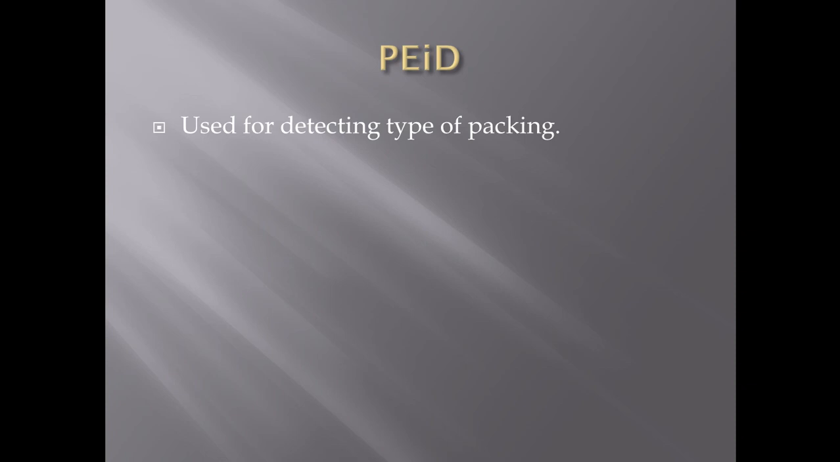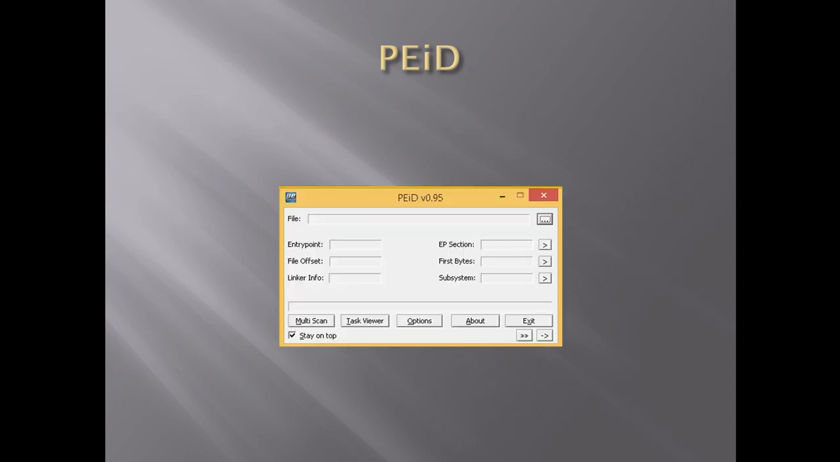So that's why you need to predict the type of packing. Some packers are easy to analyze, for example UPX. Others will be hard for you to figure out, maybe like Themida or any commercial packer like that. So this is the application of PID, and once you load the malware in it, it will give you the type of packing. Once you get the type of packing, you will know, hey, this malware may be simple to analyze, or hey, this malware will not be simple to analyze.